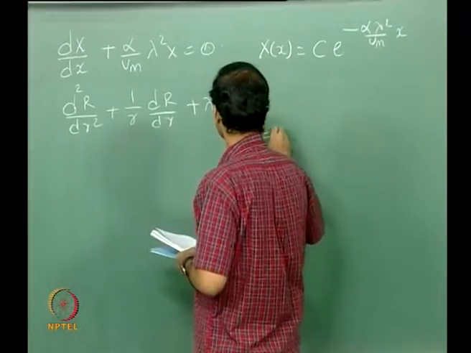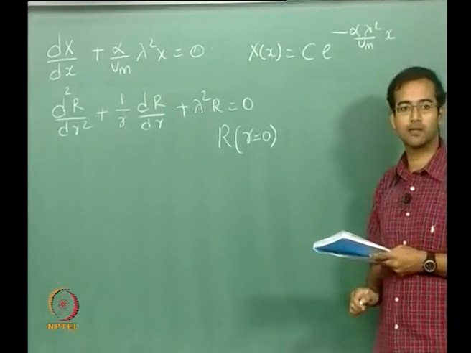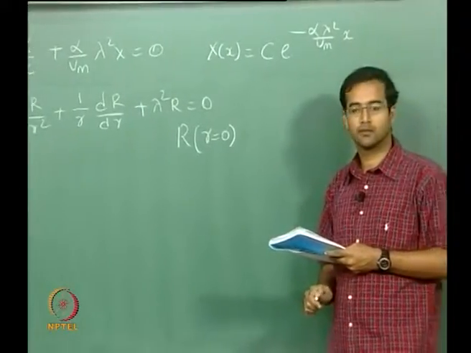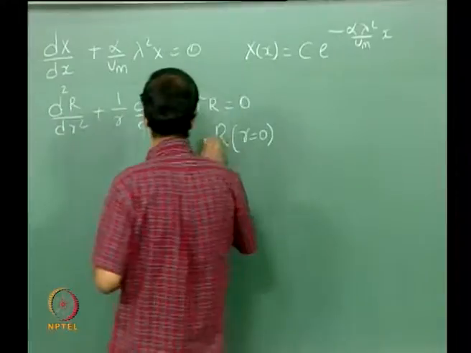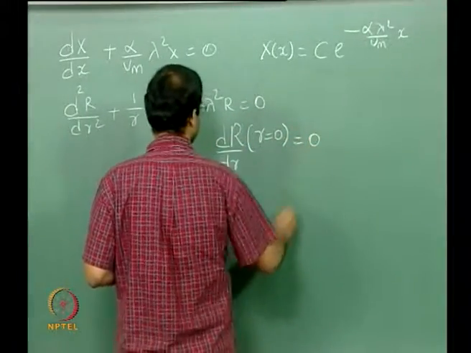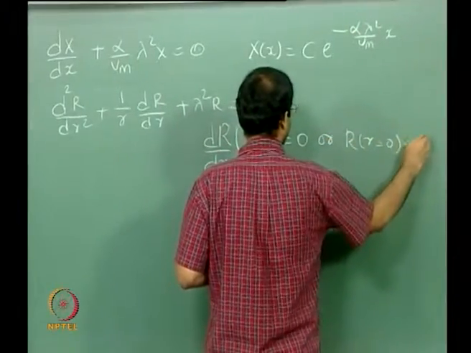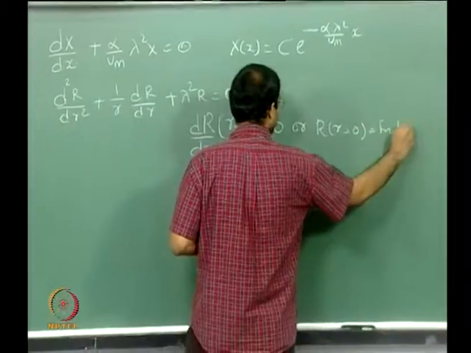At R equal to 0, do you have any boundary condition? Okay, finite, or I would say dR by dr should be 0, or capital R at R equal to 0 should be finite. Both are equivalent.